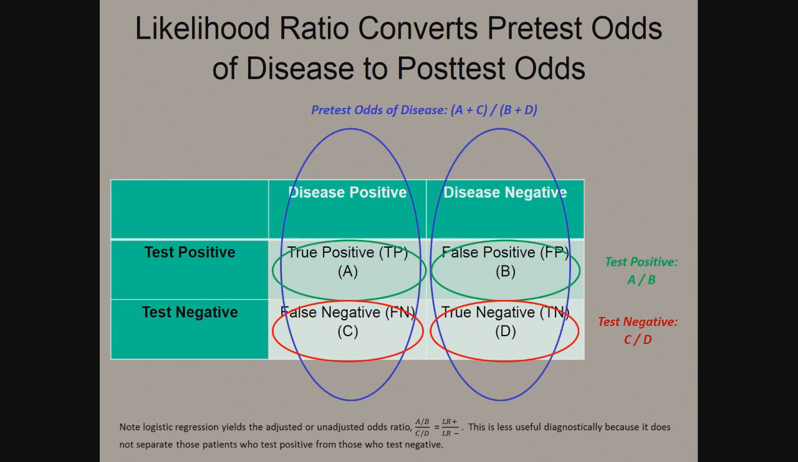You have a chance that the patient does or does not have disease. Then you apply your diagnostic test and likelihood ratio, and if the test is positive, then you end up with the green circles and a post-test odds of disease, or if the test is negative, the red circles and a post-test odds of disease for a negative test. So that's sort of the basic Bayesian idea.